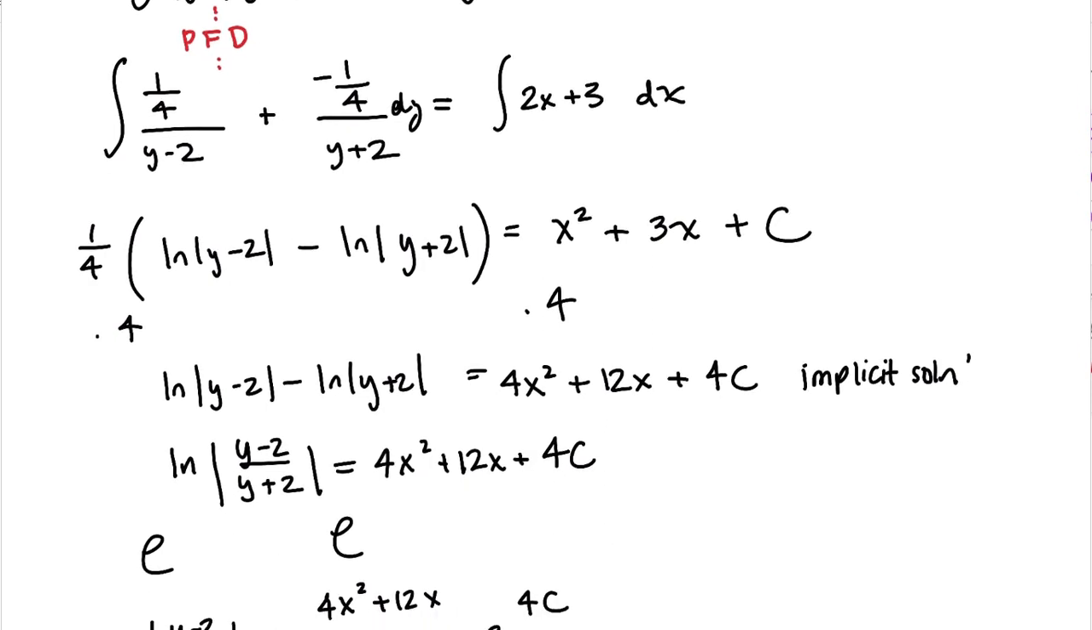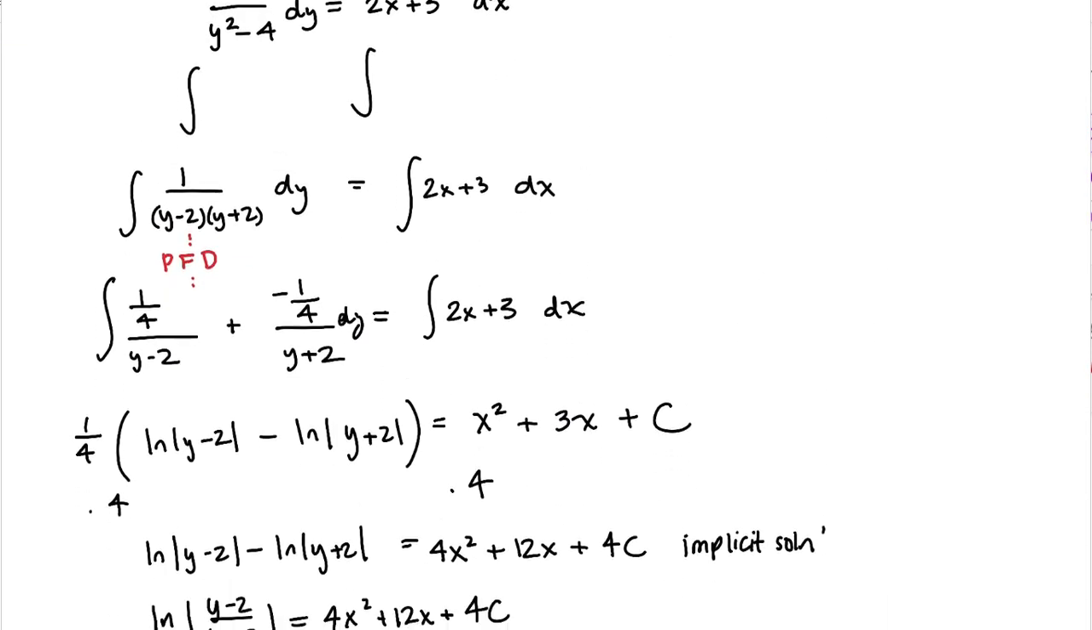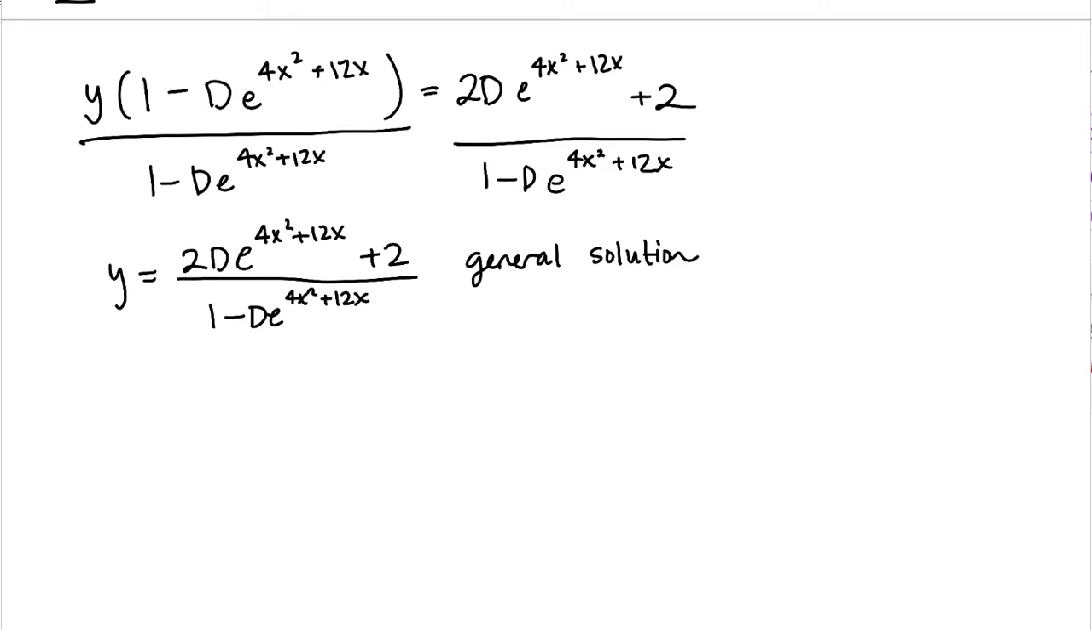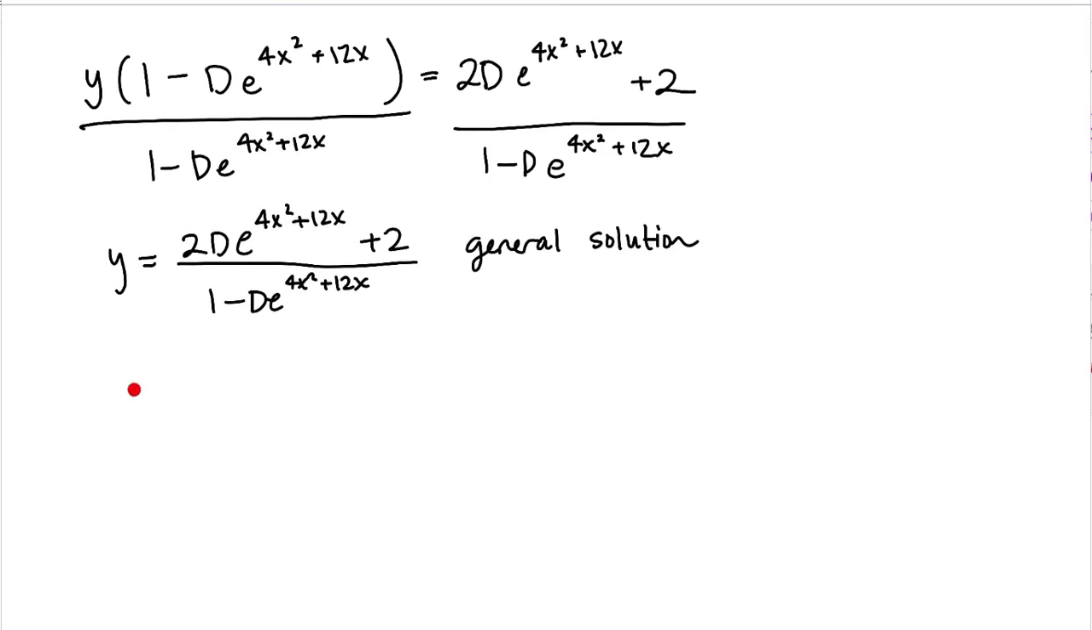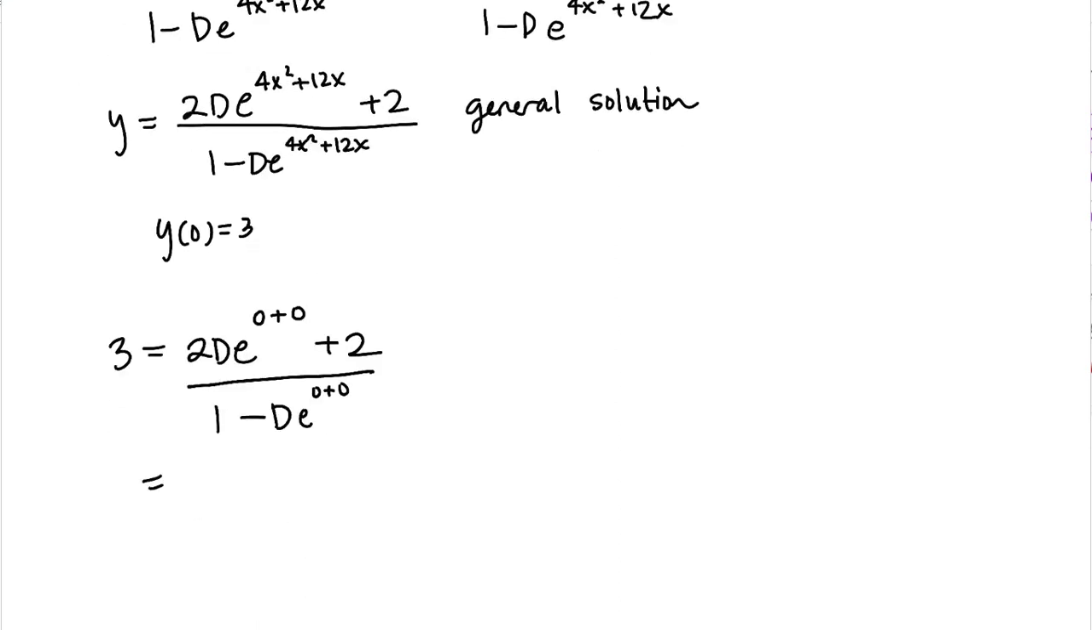in this problem, I don't really see one way being significantly easier than the other, but maybe the way with fewer ln's is what most people would choose. Maybe they would plug into the general solution, so I'll go about it that way. So if y of 0 is 3, then 3 should be equal to 2d e to the 0 plus 0 plus 2 over 1 minus d e to the 0 plus 0. So I get 2d plus 2 over 1 minus d is 3.